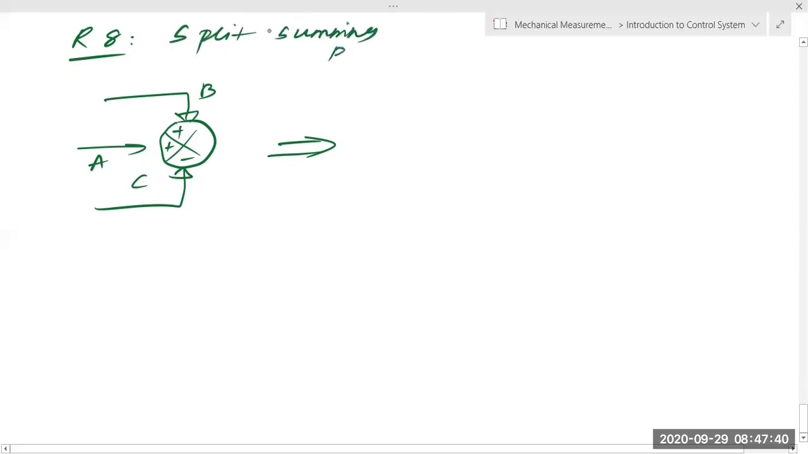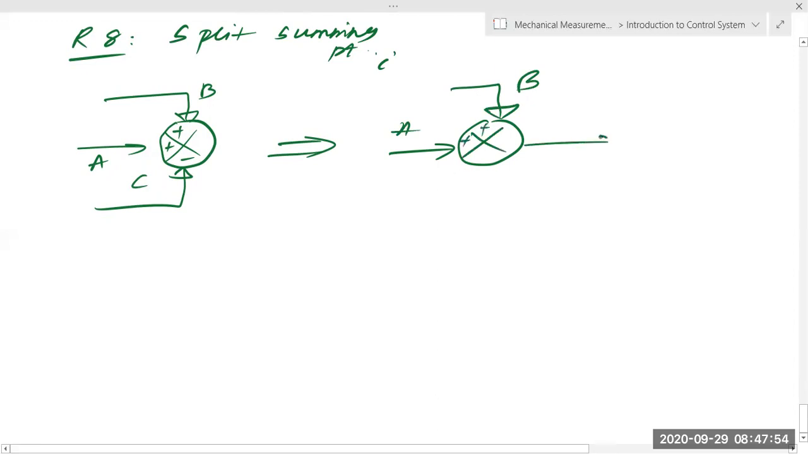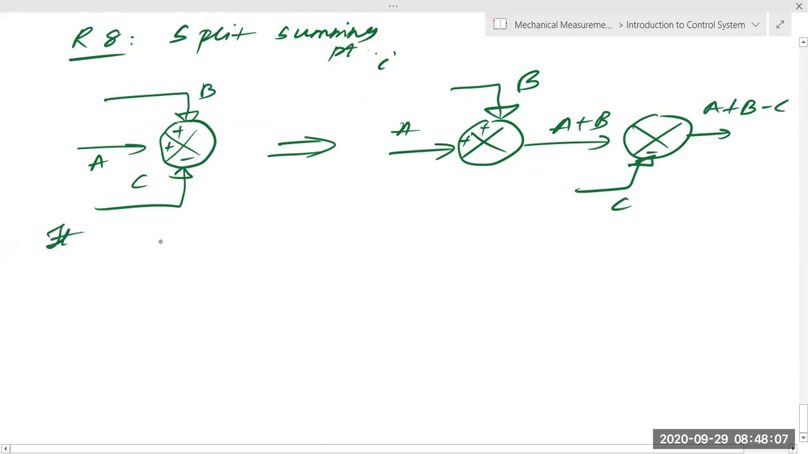Again, in a similar way, suppose I want to split summing point C. So what I can do, I can take two signals here. I can split all the summing points also. A, B will be there, and this will give me plus, this will give me plus. So output will be A plus B. And then I introduce C, similar to what we did last time. I'm just splitting the summing point. So this will give me A plus B minus C. So it is possible to split the summing point.